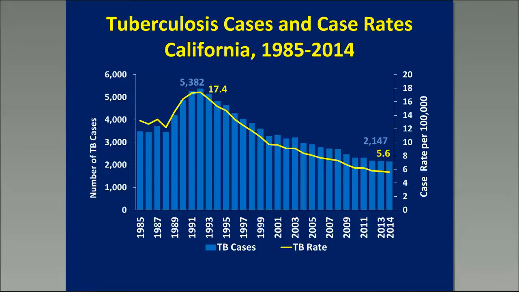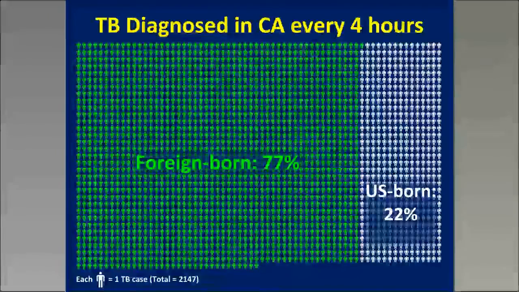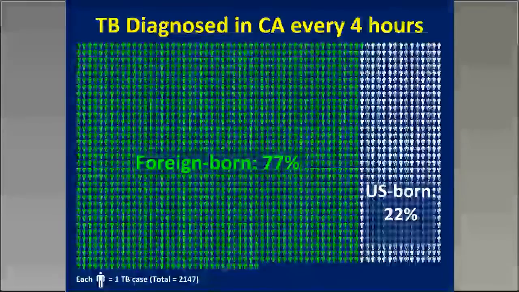So this slide I borrowed from Dr. Pettenberry, our Chief of Surveillance and Epidemiology, and I think it's a really nice graphical representation of the impact of TB on our California residents. Each little person in this graph represents a TB case in the year 2014. And Penn estimated that what this really means is that TB is diagnosed in California every 4 hours. And you can see also that 77% of our TB patients are foreign-born.